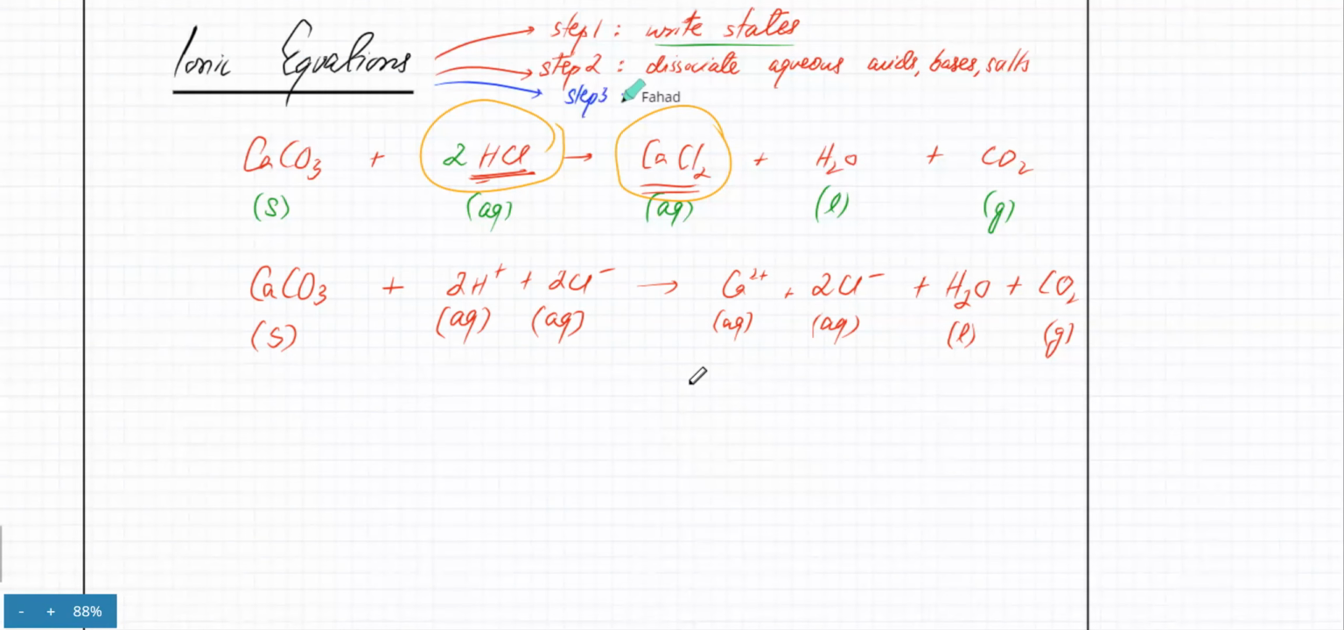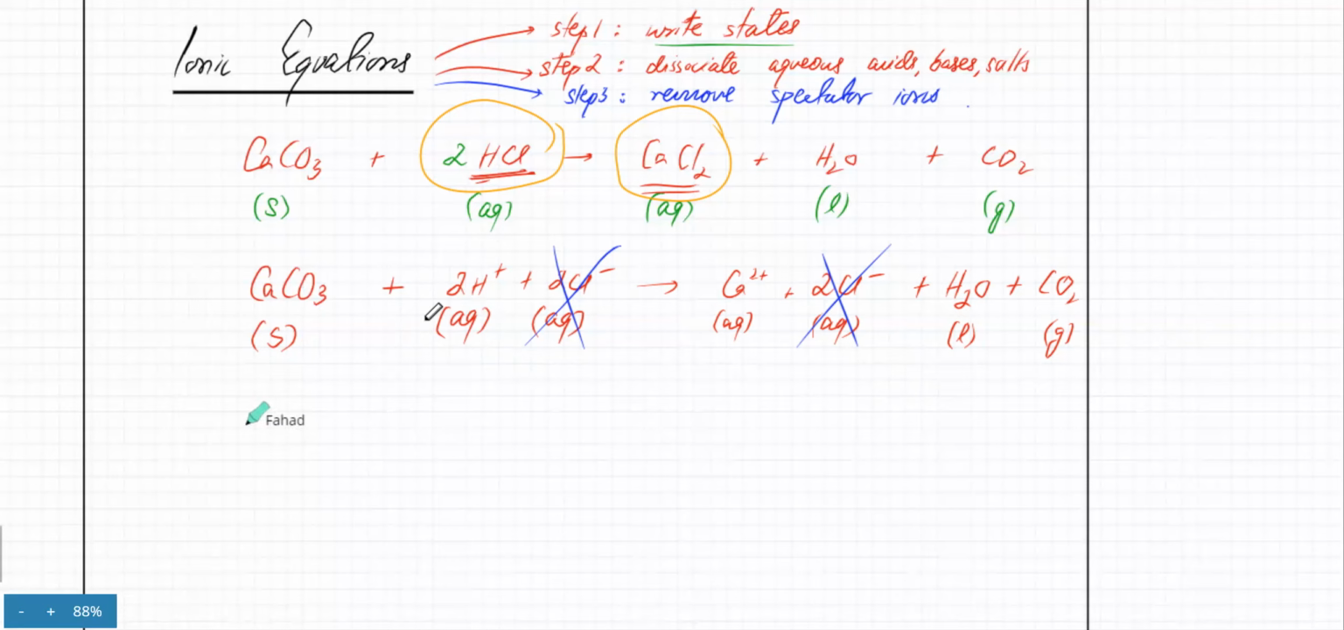Step number 3 is remove spectator ions, the ones that are not doing anything. So in this case, the ones that remain completely unchanged. So look at Cl minus 1 over here, and there's Cl minus 1 on the other side as well. It did not do anything. पहले भी वो वैसे ही था, बाद में भी वैसे ही है. बाकी जितने भी ions हैं, they took part in the reaction. So your final ionic equation is just get rid of the spectator ions.